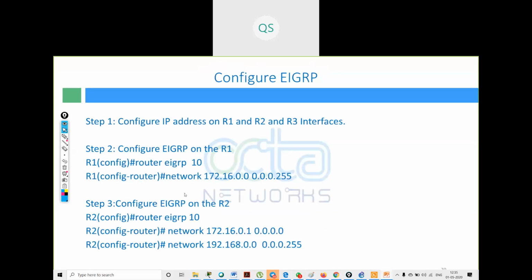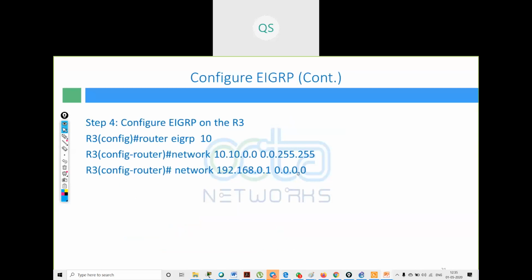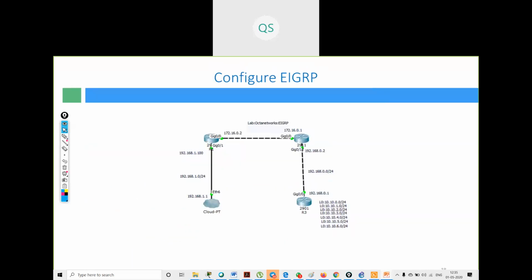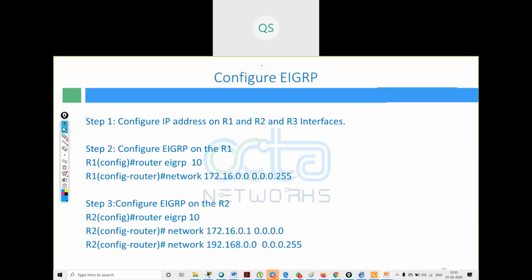So what I will do is advertise my directly connected networks. On R1, I will advertise my 172.16 network. I can either write the wildcard mask or not write the wildcard mask. It is not mandatory. I can just write network and the network ID. That's it.